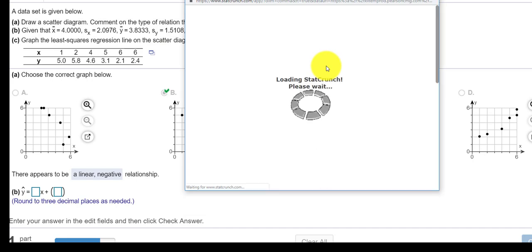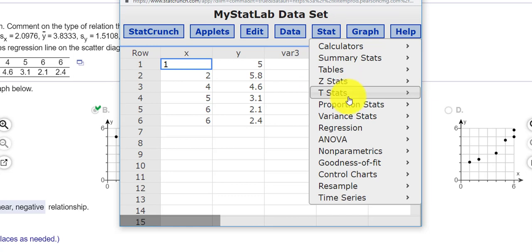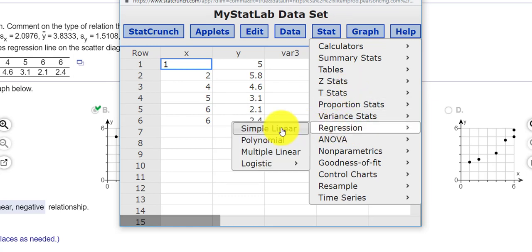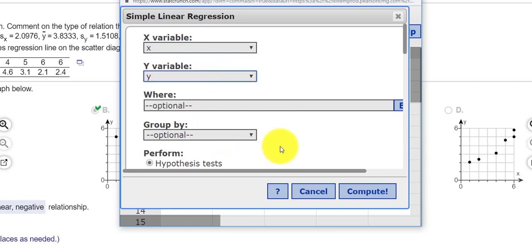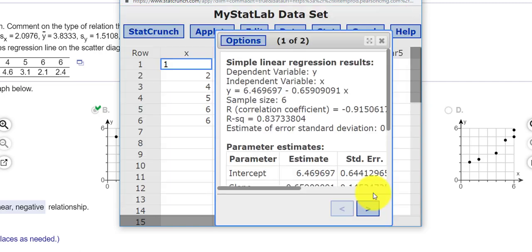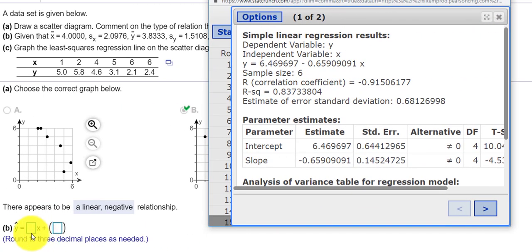I press open in StatCrunch. And again, I can press Stat, look for regression, simple linear. My X is again X, my Y is again Y. Let's see, everything else looks good. I press Compute. And inside, right, we have y equals mx plus b. The m would be our slope. So here's my slope. And you have to be careful. Some of the problems have you go 3 decimal places. Some have you go 5. So this has me around 3 decimal places. So I'm going to try to cut and paste that.